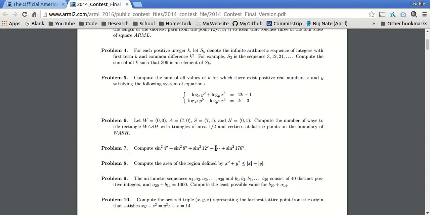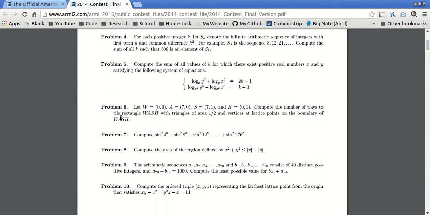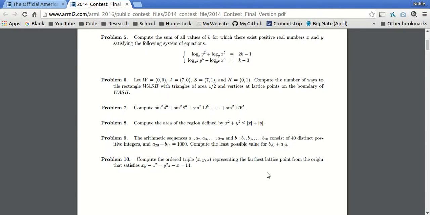Trig. This is actually really easy if you know the trick. I haven't done this problem, but I know the trick to it. You should do that problem sometime. It's very fun. I might do that problem. Another coordinate geometry problem. Area problem. Arithmetic sequence. A lattice point.